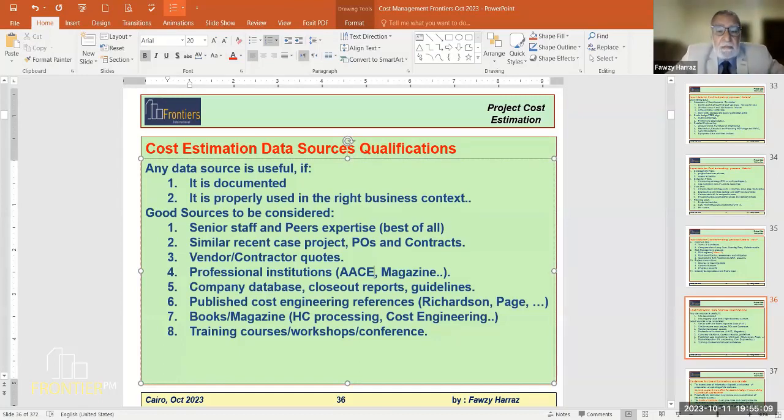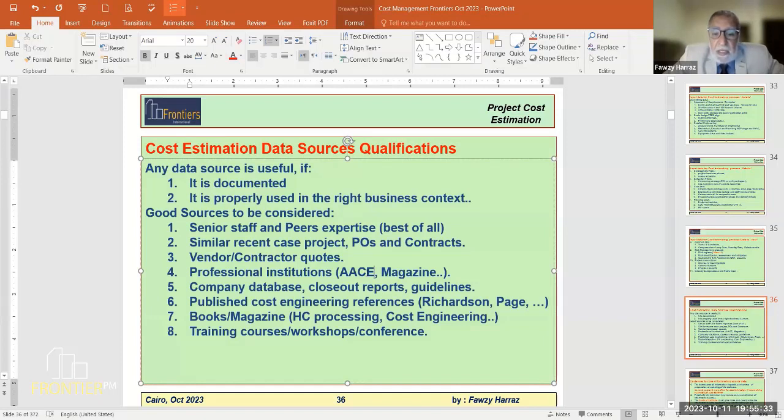Company database definitely is a very valuable source. Project closeout reports have lots of details about cost engineering and cost information data, unit prices, man-hour norms, and all this valuable information is actually given in the closeout reports and cost guidelines.